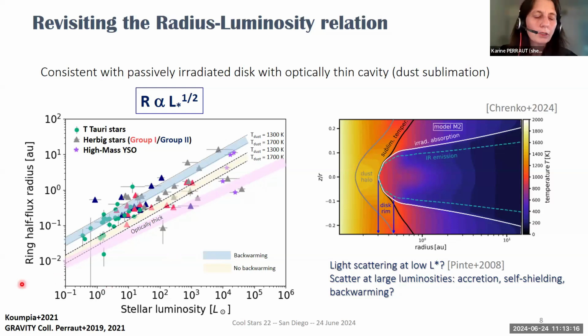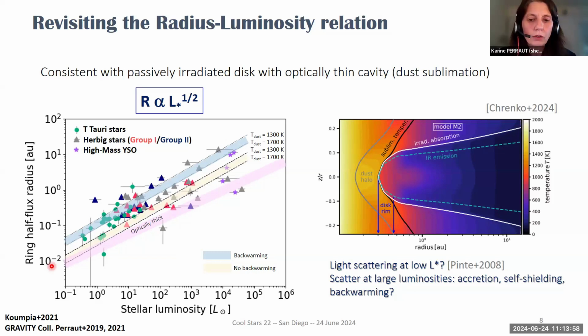So I have plotted here what we call the radius-luminosity relation. This is the size that we measure with GRAVITY as a function of the stellar luminosity for the T Tauri stars in green, for the Herbig stars with the triangles, and the color of the triangle codes the morphology of the disk, if the disk is flared or flat, and for the high-mass YSOs in purple. What we see is that our measurements are consistent with a passively heated disk with an optically thin cavity, and that the peak of the emission in the K-band continuum corresponds to the dust sublimation rim.